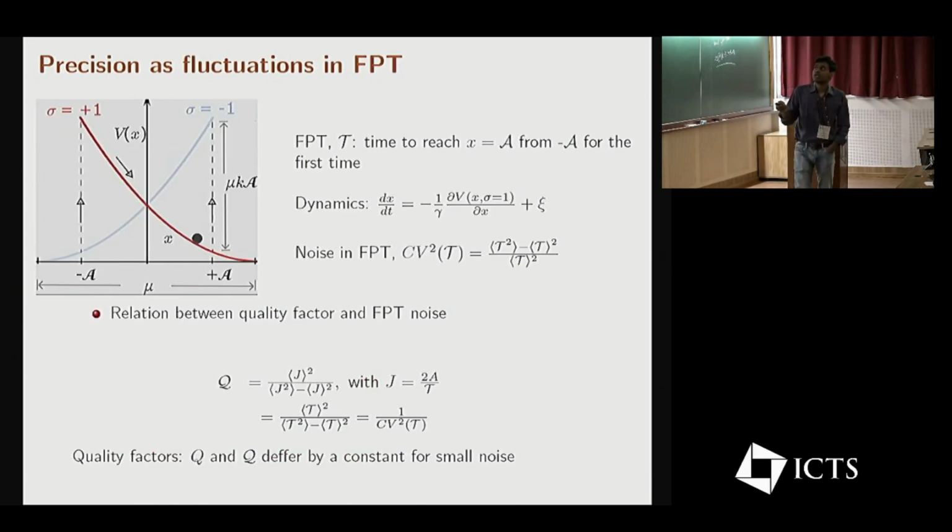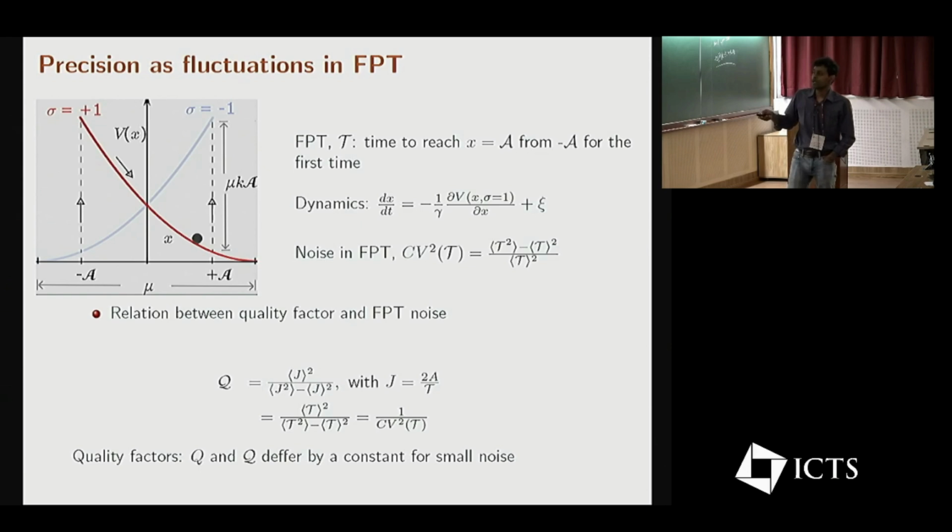For that, we want to understand the precision as something like first passage time noise. So what is the first passage problem here? Basically, you start from minus A, with only one potential, and it is going down, and we are looking for the time to reach plus A. This is the first passage time, and it is noisy because it is doing Brownian motion. We are trying to say that this first passage noise is creating the noisy oscillation, so we are trying to understand the relation between them.